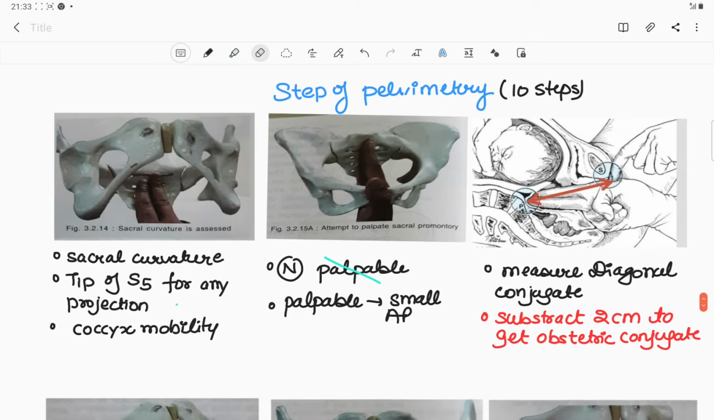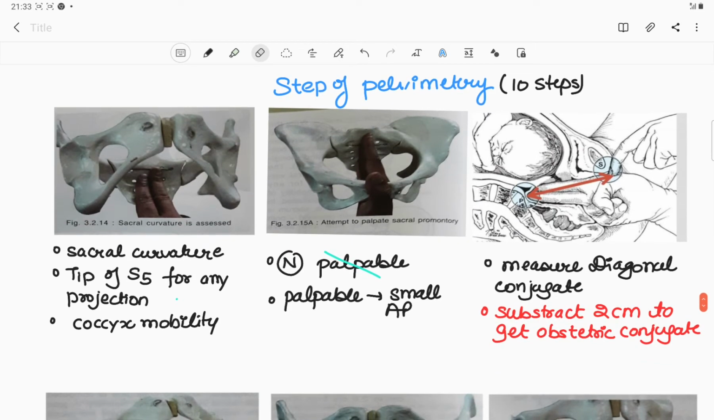Then there are 10 steps of pelvimetry. First, we have to ask the patient to evacuate her bladder, and taking her consent, patient will lie in supine position with knees and thighs flexed. Then, after separating the labia of the patient with the left hand, index and middle finger of the right hand under all aseptic condition is inserted. First, we have to assess the sacral curvature, tip of S5 vertebra for any projection, and coccyx mobility is assessed.